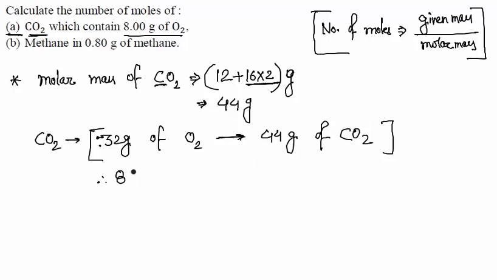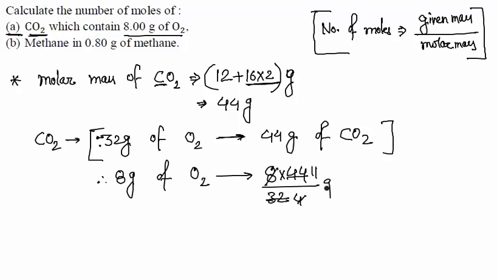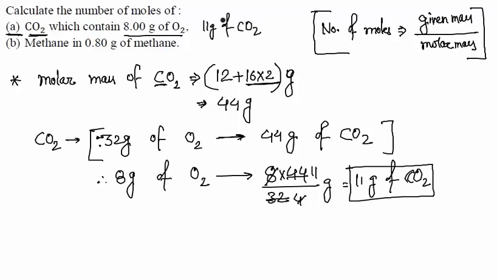So if we have 8 gram of oxygen, how many gram of carbon dioxide do we have? It's very simple, the unitary method: 8 into 44 upon 32. So it is 4 times 11, and we have 11 gram of CO2. This is your given mass. That means 11 gram of CO2 contains 8 gram of oxygen.